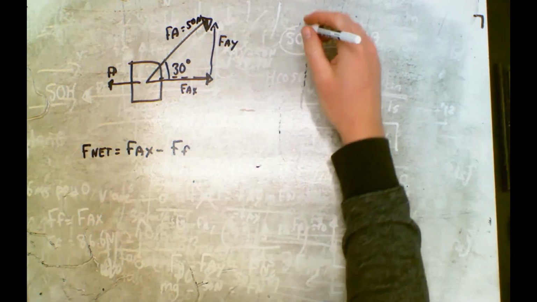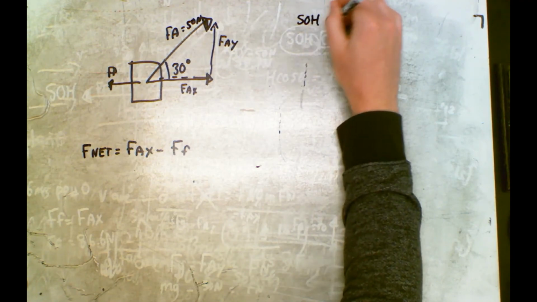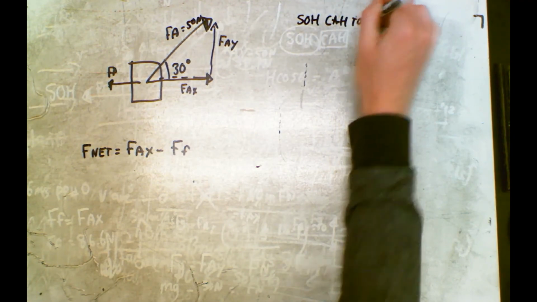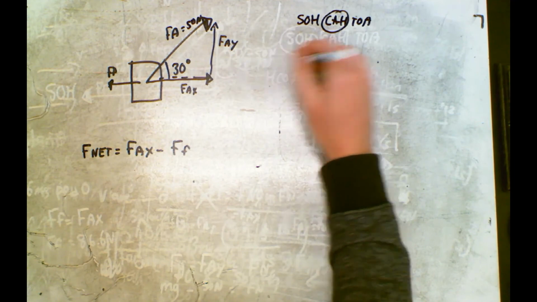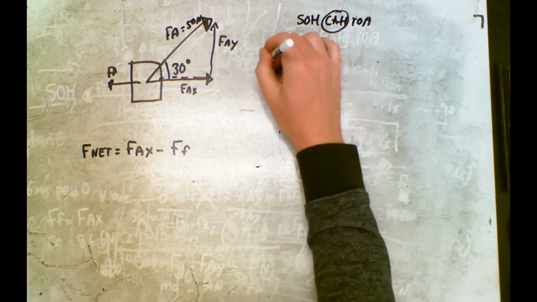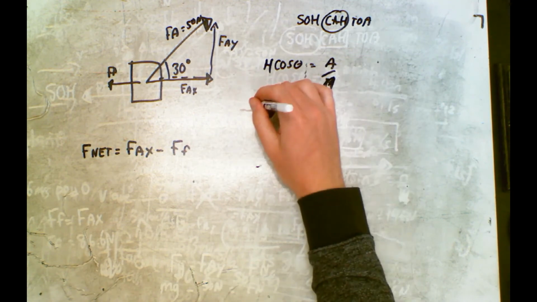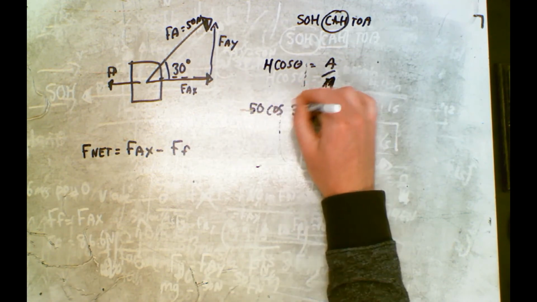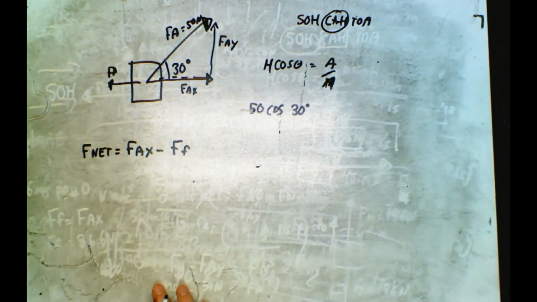So to find that force applied in the x, I can use SOHCAHTOA. It's adjacent and hypotenuse. So cos theta is adjacent over hypotenuse. We want to find adjacent. So it's going to be 50 cos 30 for that force applied in the x.